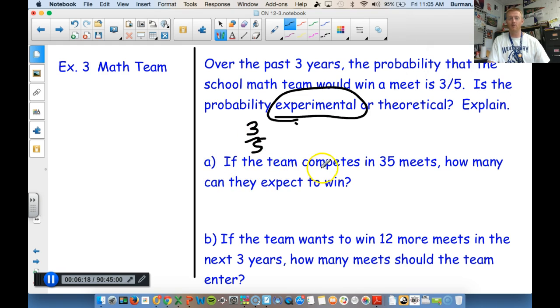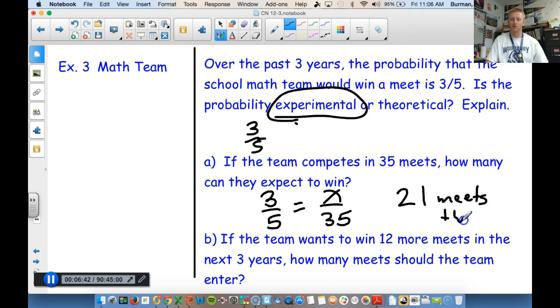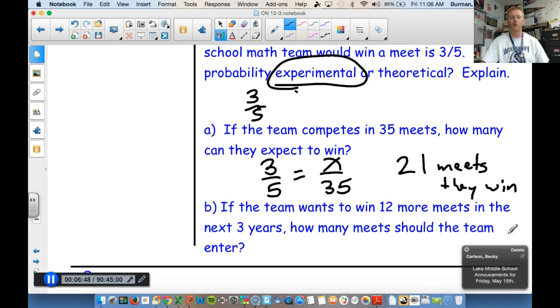Part A, if the team competes in 35 meets, how many can they expect to win? So 3 out of 5 they win. If they go to 35 of them, how many will they win? So this is just a simple proportion. So we did times 7, you can expect them to win 21 out of 35 meets. So they win 21 times out of 35. It's a pretty good average, folks. That's 60% of the time that's winning.